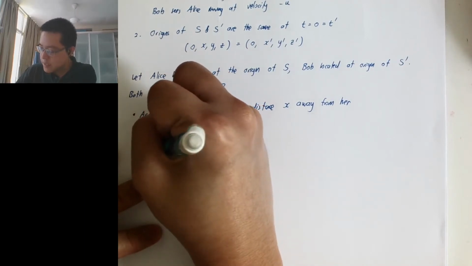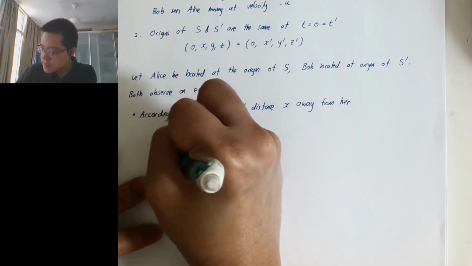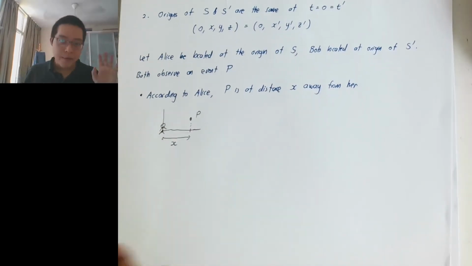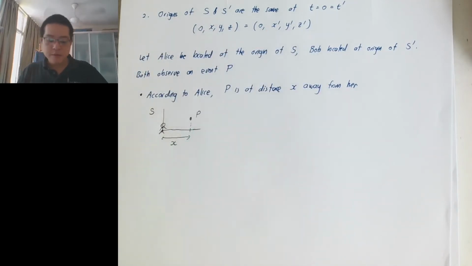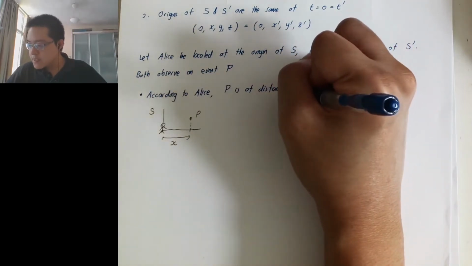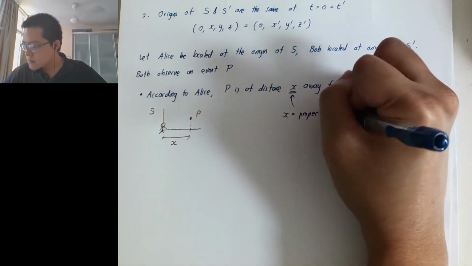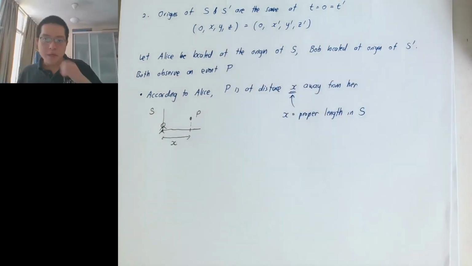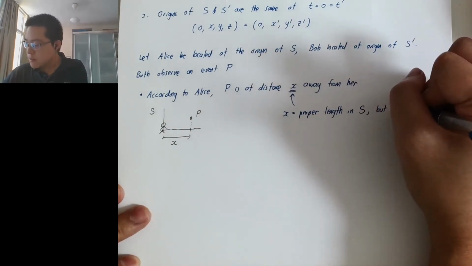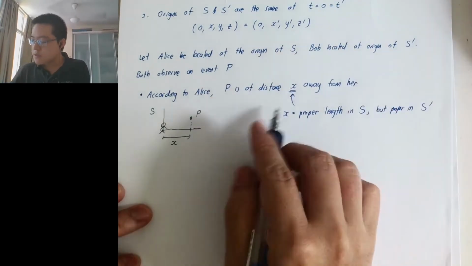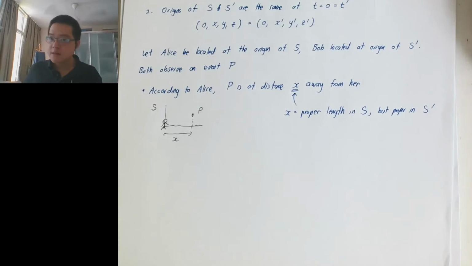So Alice is here, and the event P is here. The distance of P away from her, we don't worry about time yet, we are just talking about distance. So this is Alice's frame. What I'm trying to convince you is this value of x is the proper length in S. This is important because we need to remember later this will not be the proper length in S prime. The distance that we got here is the proper length in the frame S, because it will not be proper length in the other frame.